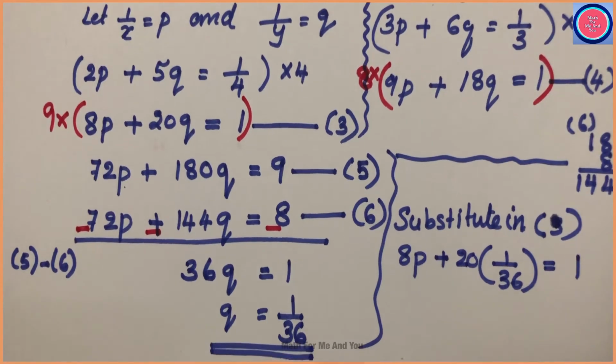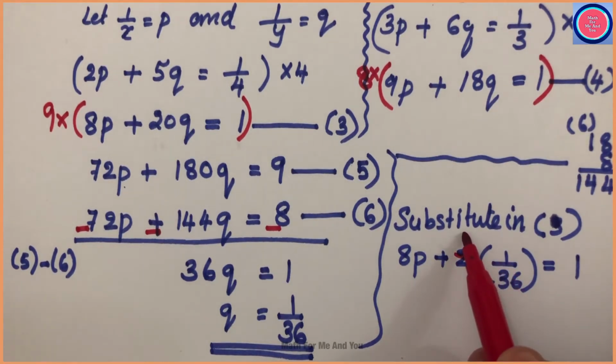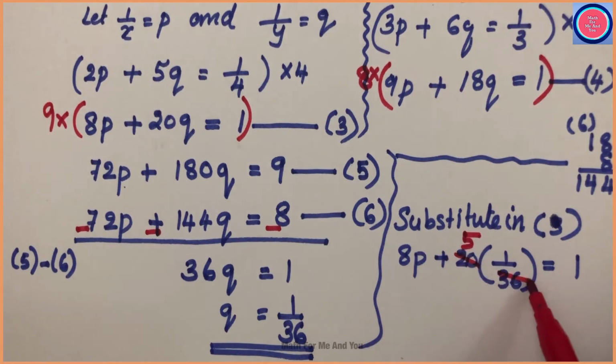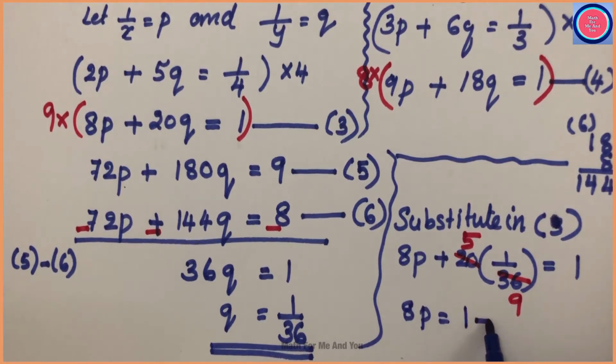20 and 36 we can cancel by 4. 4 times 5, so 5 in the numerator side. We are cancelling by 4. And then 4 times 9, 36. That means the fraction we get is 5 by 9. From here we can find what 8p equals. 8p is equal to 1 on the right side minus 5 by 9.